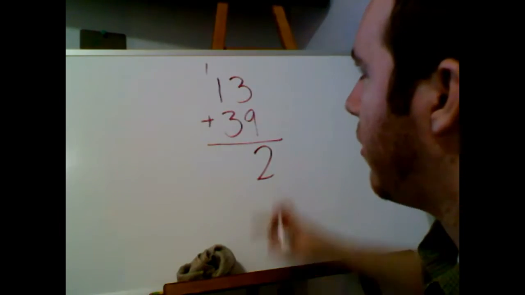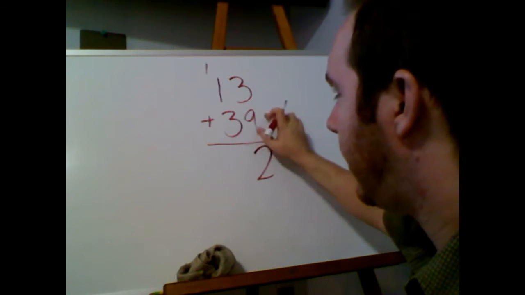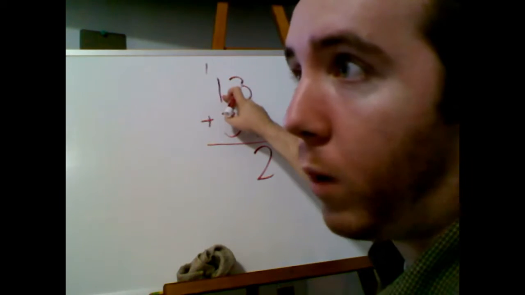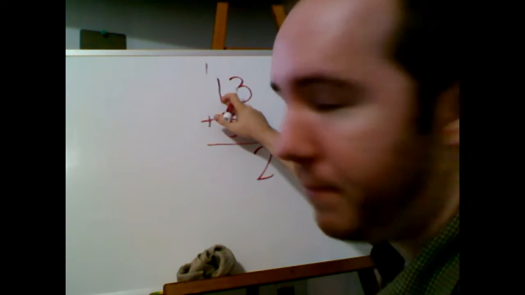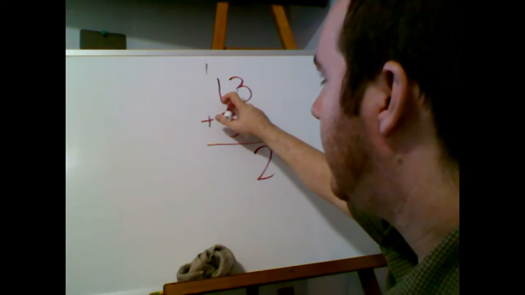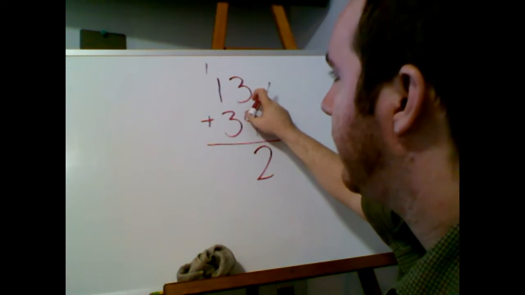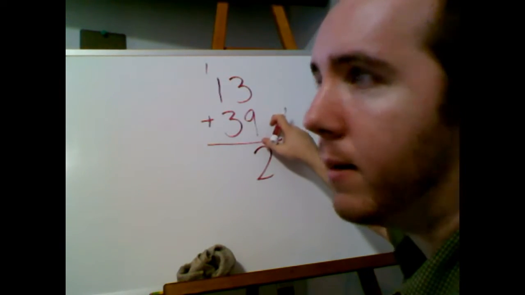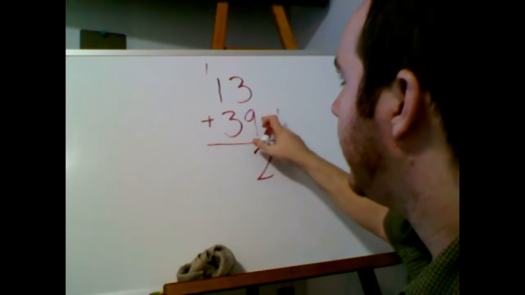Now, something to know: all of you might see 1, 3, 3, 9. What this really is, this 1 represents the number 10, because it's in the tens place. So this is really 10 and 3. And this is really 30. 30 and 9, right? 39.